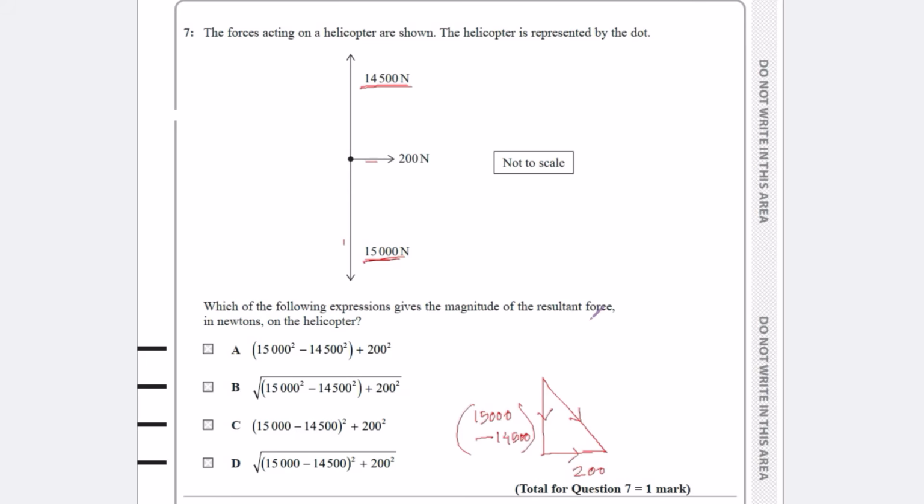So resultant force, let's call that F, right? So F squared should be equal to (15,000 minus 14,500) squared plus 200 squared, according to Pythagoras. So F should be root over the whole thing, right? And this matches D. So my answer should be D.